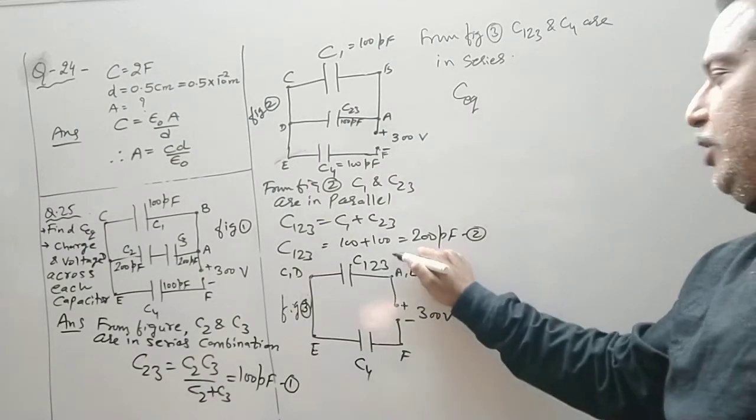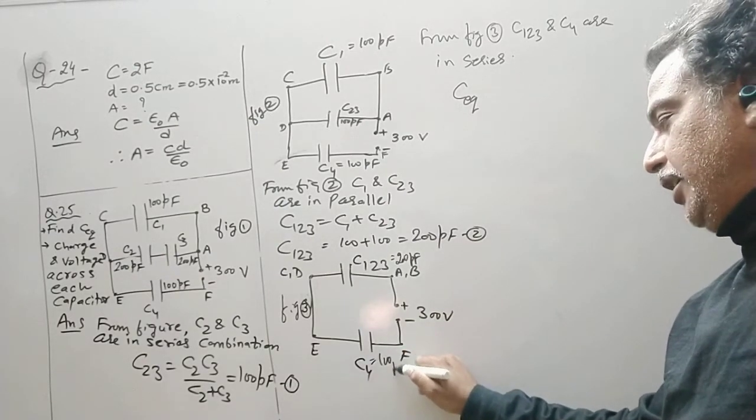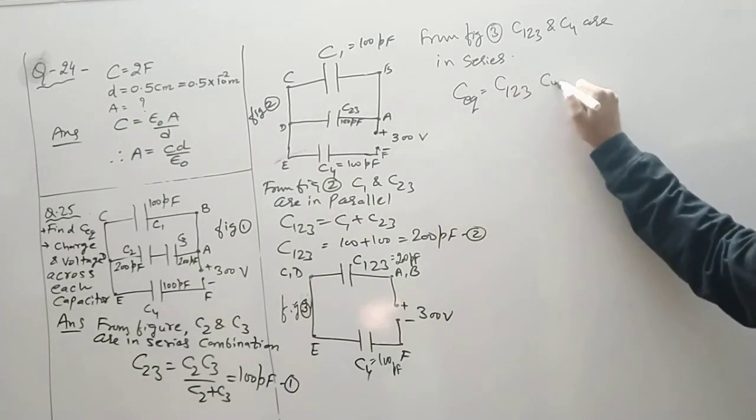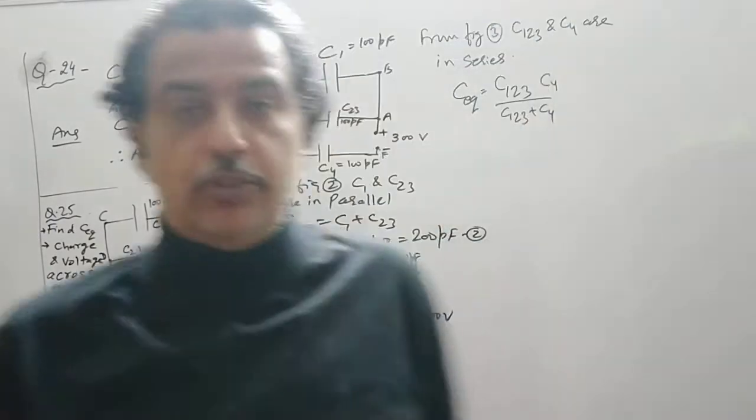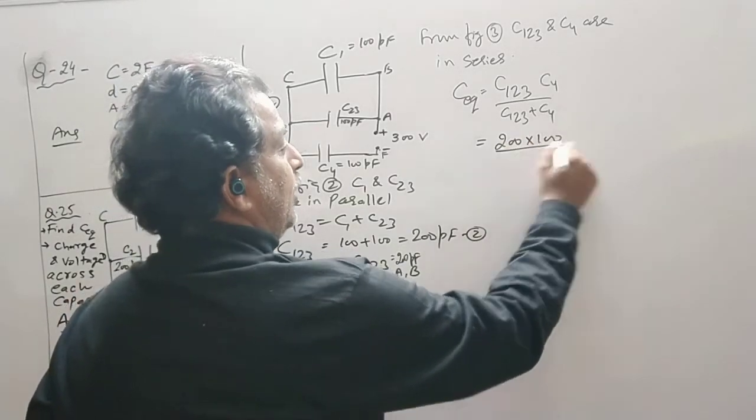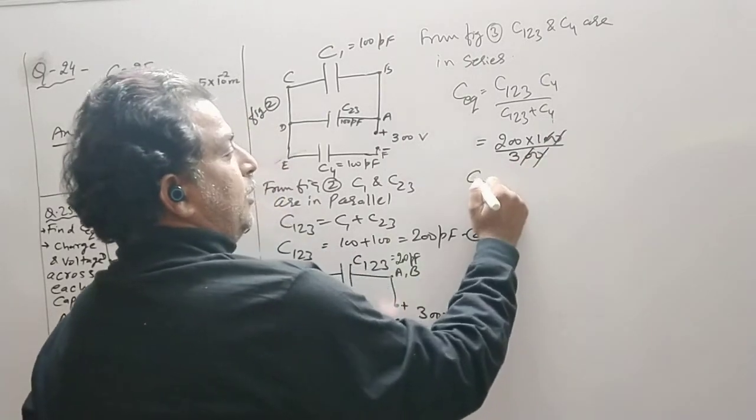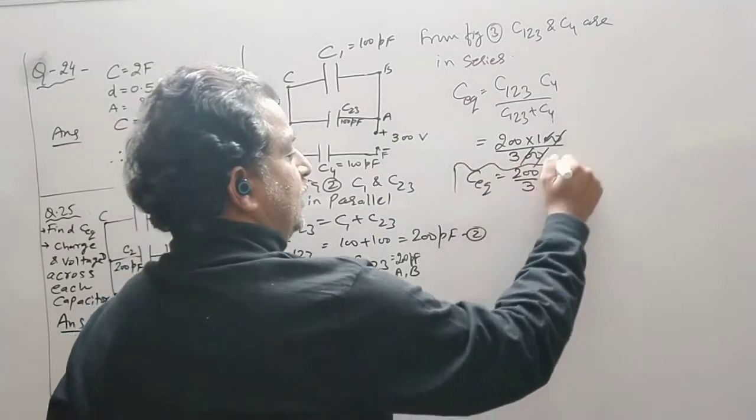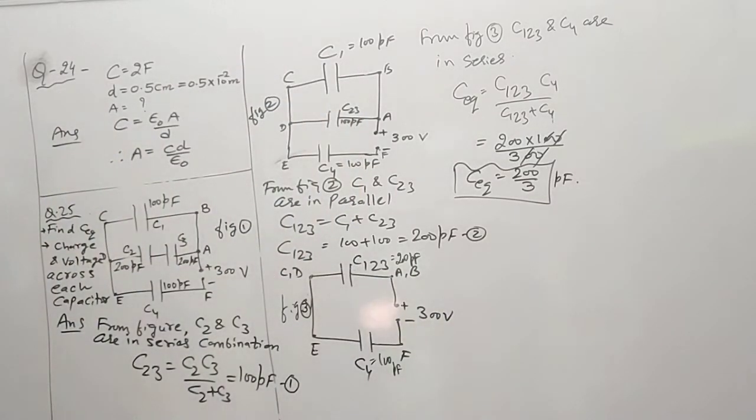Now C123 is 200 picofarad and C4 value is 100 picofarad. So this is equal to C123 C4 upon C123 plus C4. That is a series combination formula. So this is equal to 200 into 100 divided by 200 plus 100, that is 300. So this 0 gets cancelled. So C equivalent is equal to 200 divided by 3 picofarad. So this is our first part. We found the C equivalent.